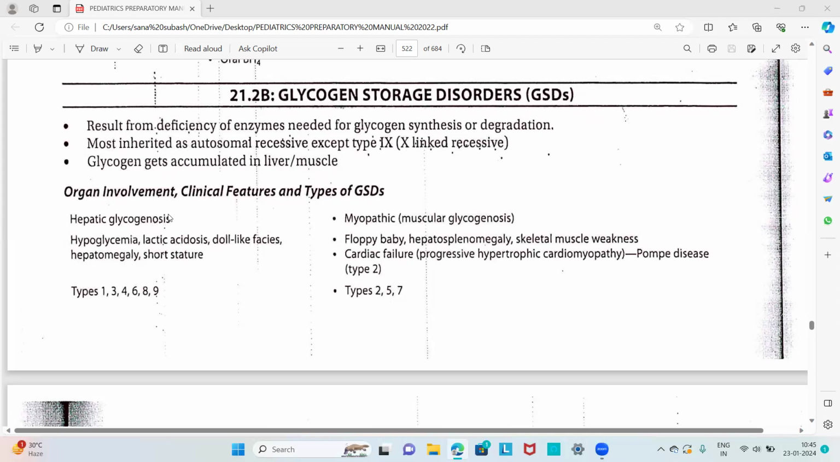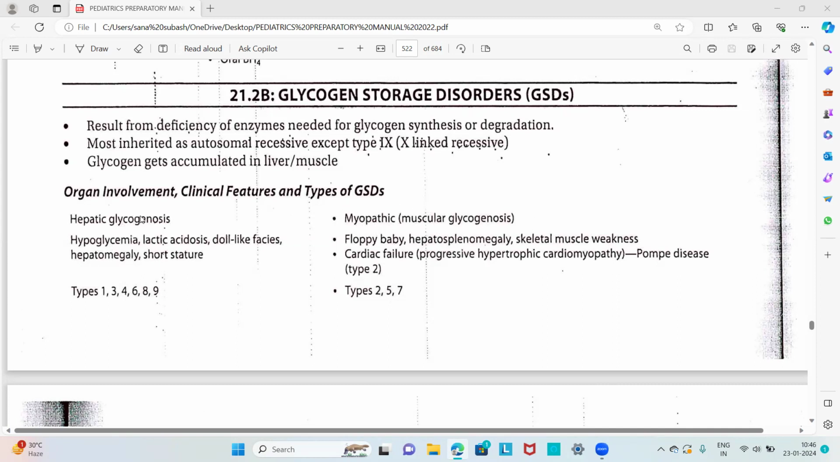Hepatic glycogenosis is due to the accumulation of glycogen in the liver, and it classically presents with hypoglycemia after short periods of fasting. The myopathic or muscular glycogenosis usually presents with cramps, weakness, stiffness, or rhabdomyolysis. So that is all regarding muscular glycogenosis and hepatic glycogenosis.